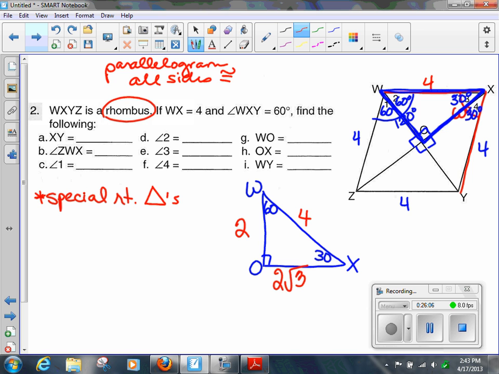All right, now put that information in your big rhombus. I've got WO is 2. If WO is 2, is there another piece on that rhombus that is also 2? OY will be 2. OX is 2√3. Ooh, better be careful right here. What other piece is 2√3? ZO.